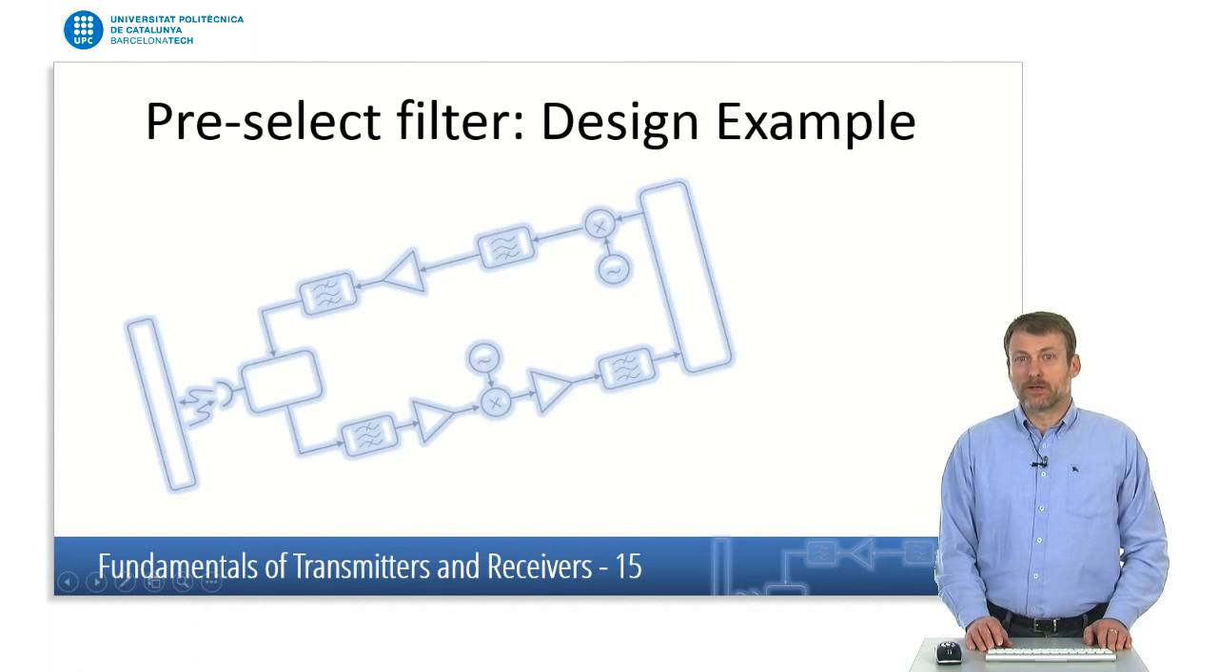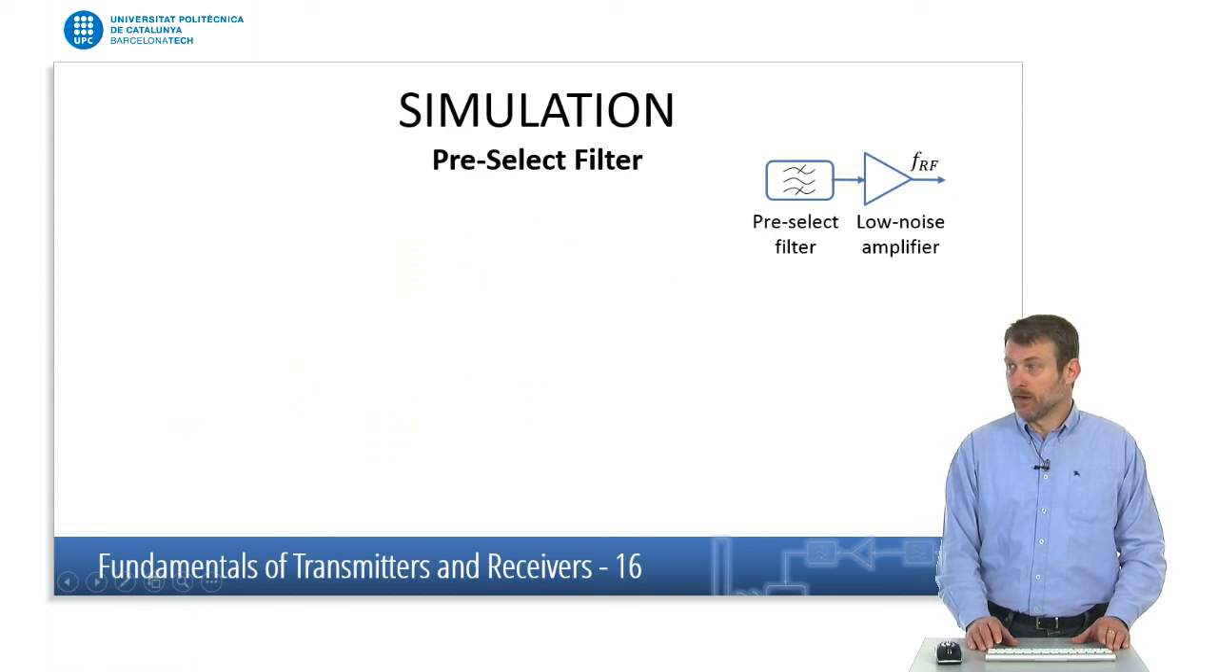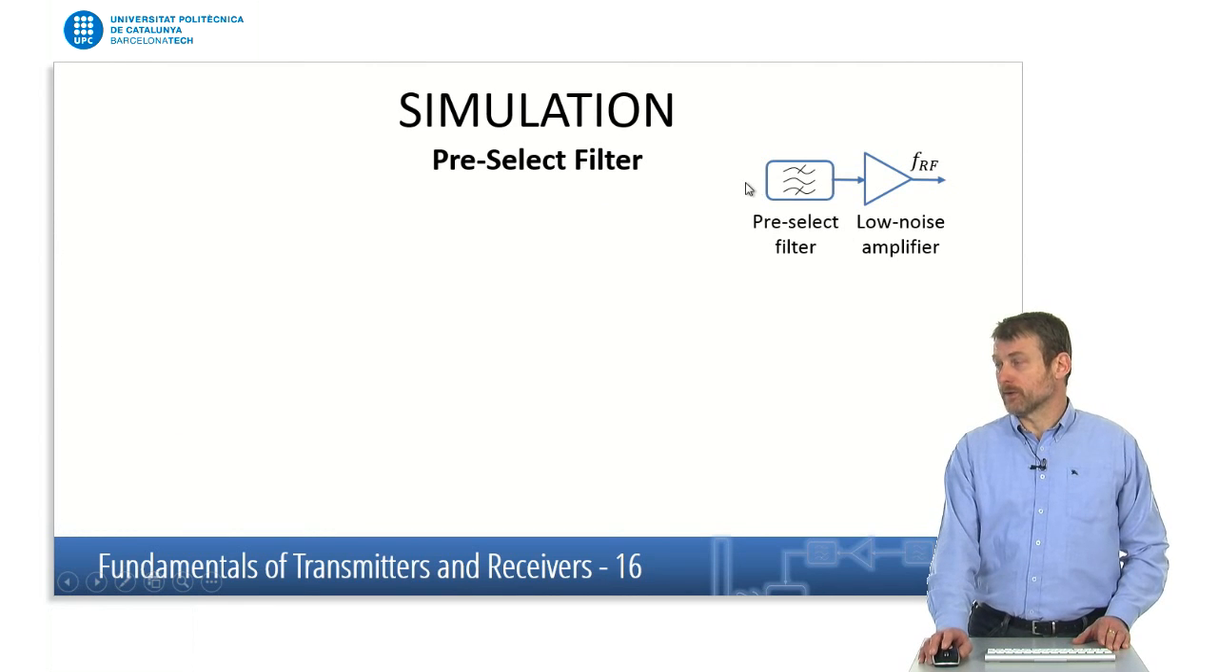I want to discuss a specific problem on the preselect filter, and also in doing this I will guide you through a design example of a preselect filter. As you recall, when the receiver has to be used in an environment where there are interfering signals, the design choice is to place the preselect filter ahead of the low noise amplifier.